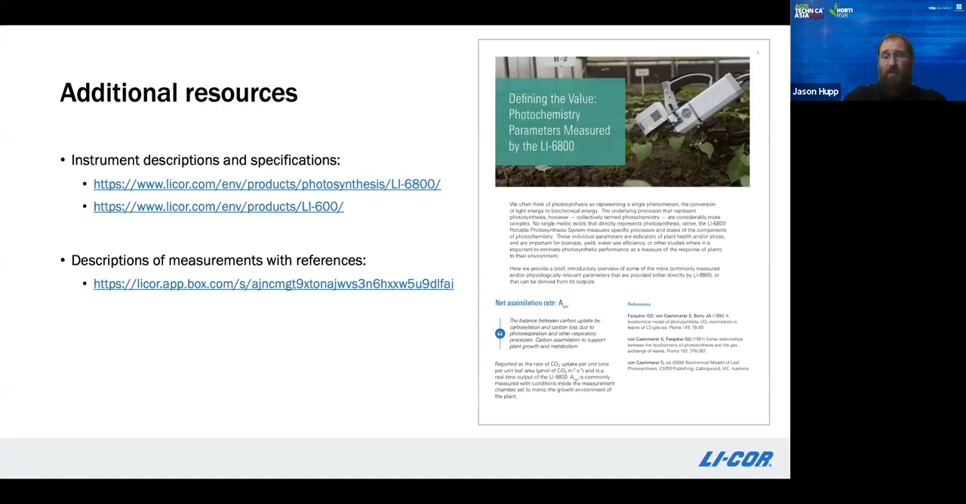If you want to understand more about the physiological parameters I talked about, we have a really nice document that was put together for the 6800 called Defining the Value of Photochemistry Parameters. This document walks through each one of these parameters. It gives the notation we use for it, the units that it's measured in, and a short description of what it is and what it means physiologically. And then paired with each one of these is a couple of key references from the literature that either describe the physiological basis of the parameter or techniques for measuring that parameter.